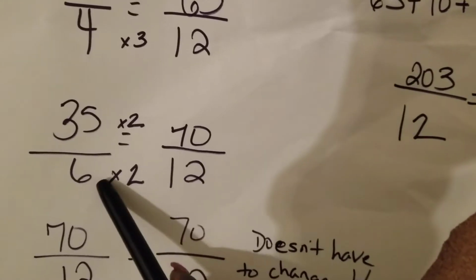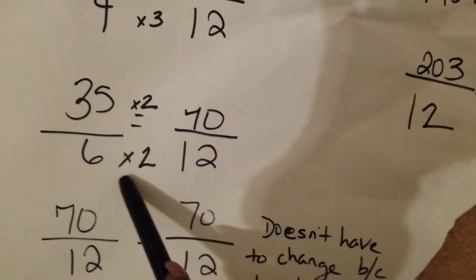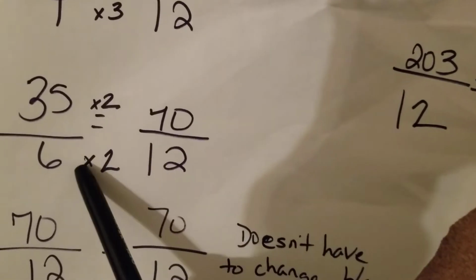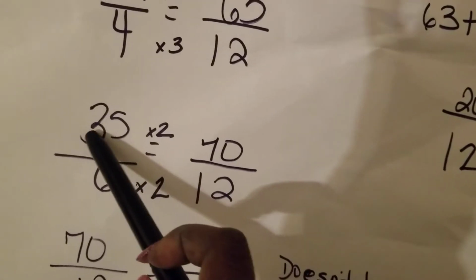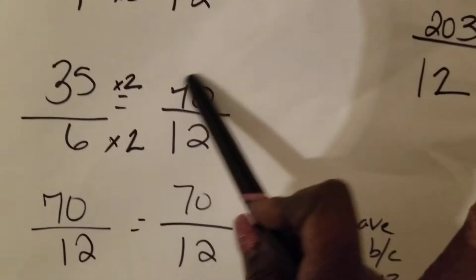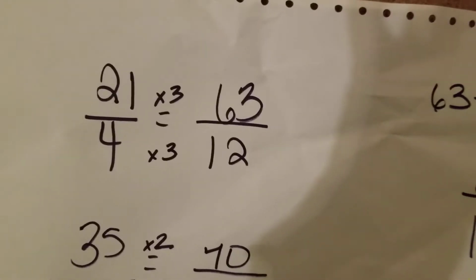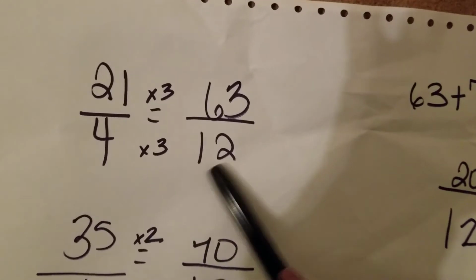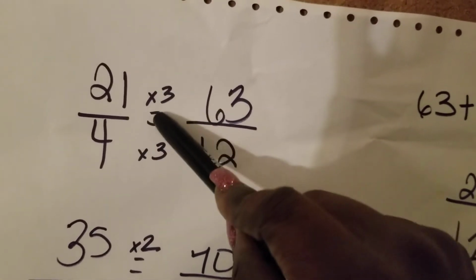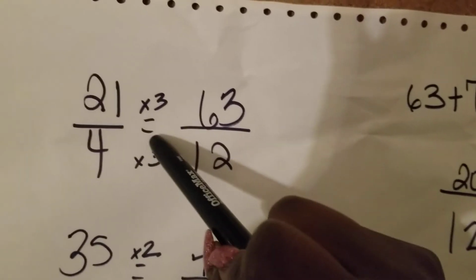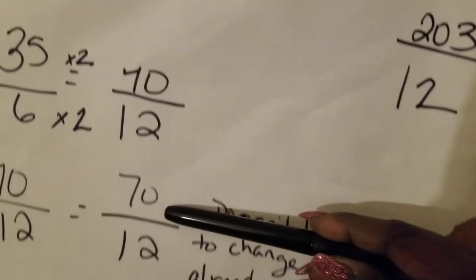Here, from 6, what did I do to go from 6 to 12? I had to multiply 6 times 2 to get to 12. So if that's the case, I had to multiply my numerator also by 2, which 35 times 2 is 70. So I end up with 70 over 12 for that one as well. Then at the top, in order for me to go from 4 to 12, I had to multiply by 3, which means I multiply my numerator by 3 as well. 21 times 3 is 63. And then I have 63 over 12, 70 over 12, and 70 over 12.